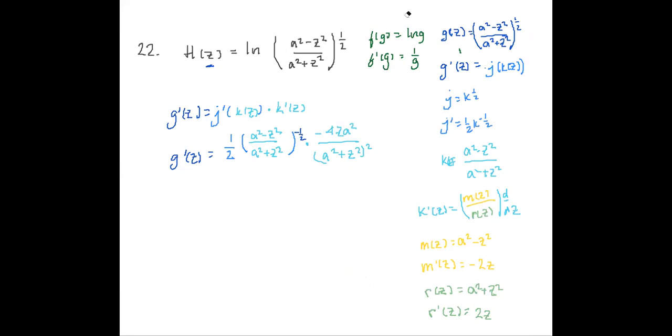Now to find our final answer, which we're going to say is h prime of z, we're going to need to use the chain rule again. So this is going to be 1 over g times g prime, right? Because I wrote it a little bit different way because I didn't want to write down everything quite yet, but I just said this is f prime, which is 1 over g times g prime, is how we're going to find our answer via the chain rule.